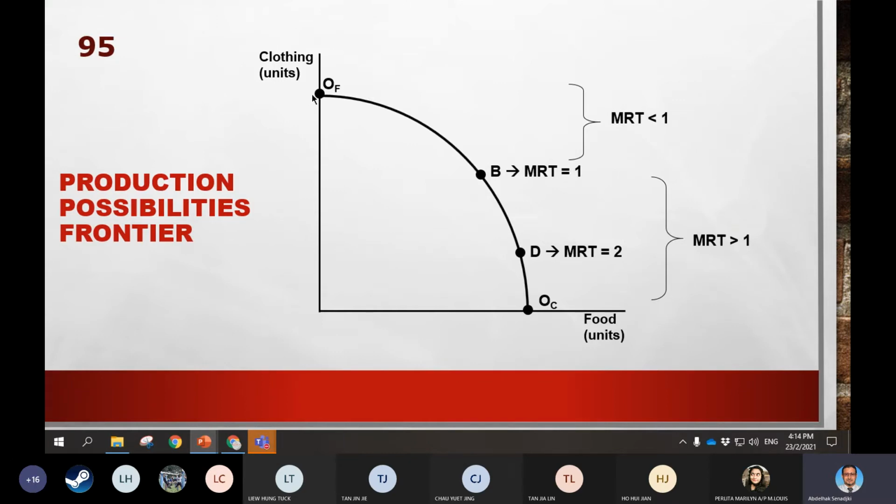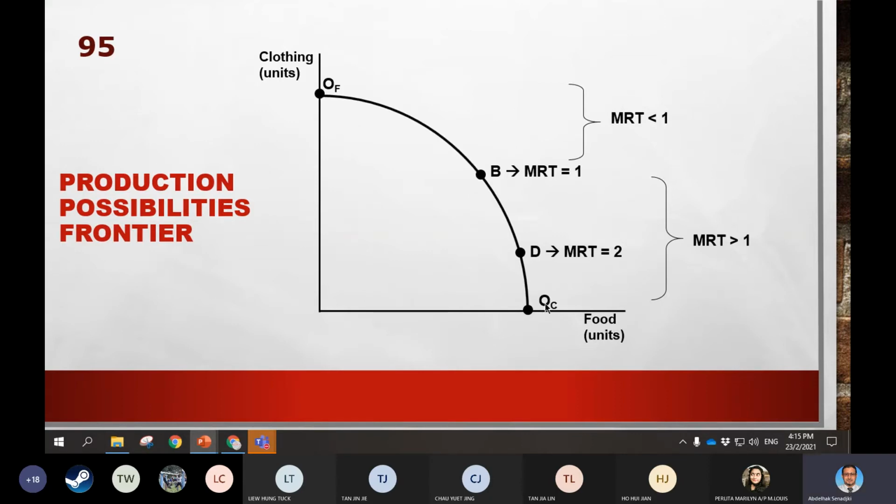To understand that, suppose we start at OF, where we are producing all clothing but zero food. Now we move some of the labor and capital that we use to produce clothing and put it into producing food. Usually when companies are producing all clothing, it means that the marginal productivity of producing clothing is relatively low, so we put them in food production, where the marginal product is higher.